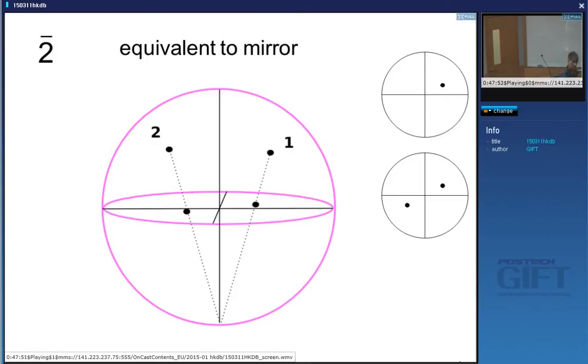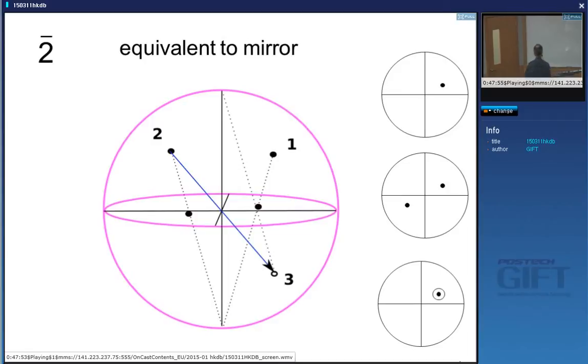So where is the mirror plane? It is the equatorial plane of the stereogram. You reflected and produced the mirror image. So we've just proven that bar 2 is exactly the same as a mirror plane. And it's very simple using the stereogram to prove that, right? Everyone happy with that?